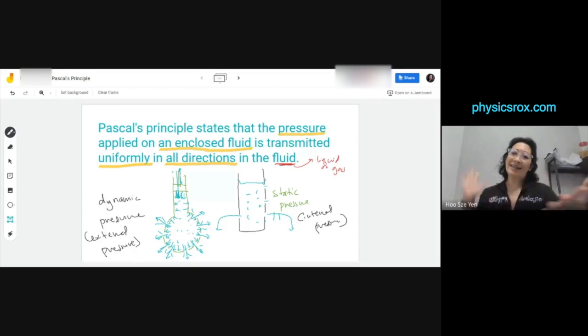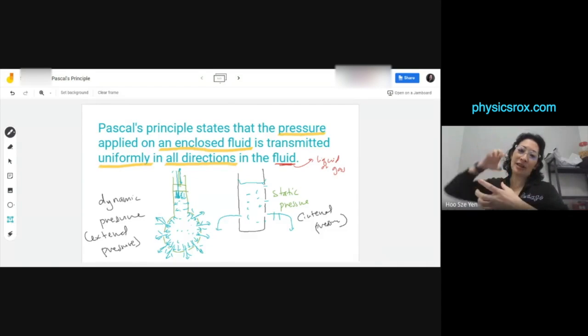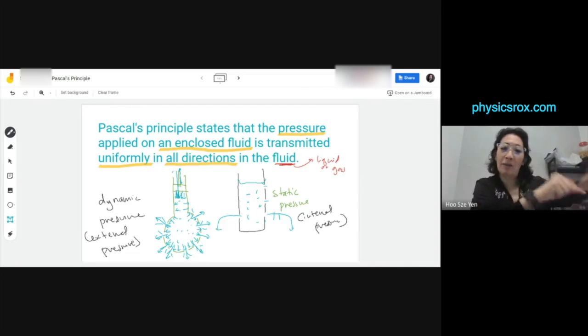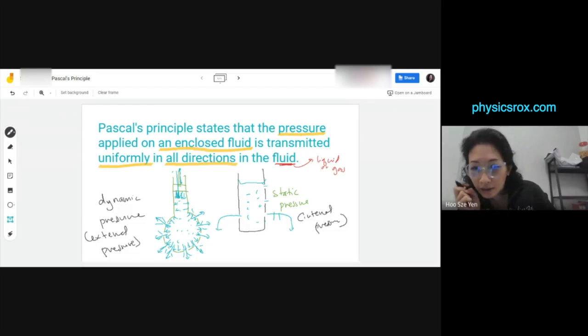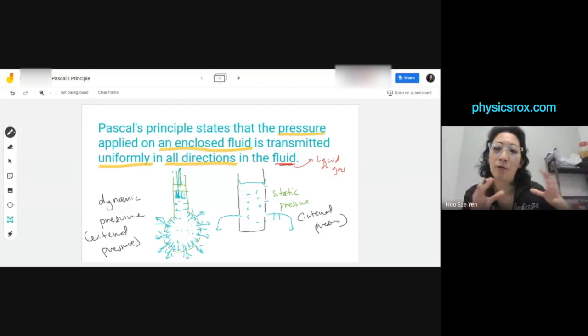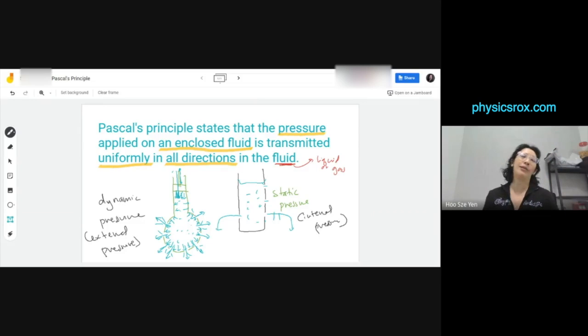So when we exert an external pressure, that pressure is dynamic because it's being transferred. This dynamic pressure is transferred uniformly throughout the liquid. So whether it's at the top or at the bottom, the dynamic pressure is the same. It's not different. Does that make sense? We have to do some questions to tell the difference between static and dynamic, but usually it's quite clear when you see the questions. It's very easy to understand.